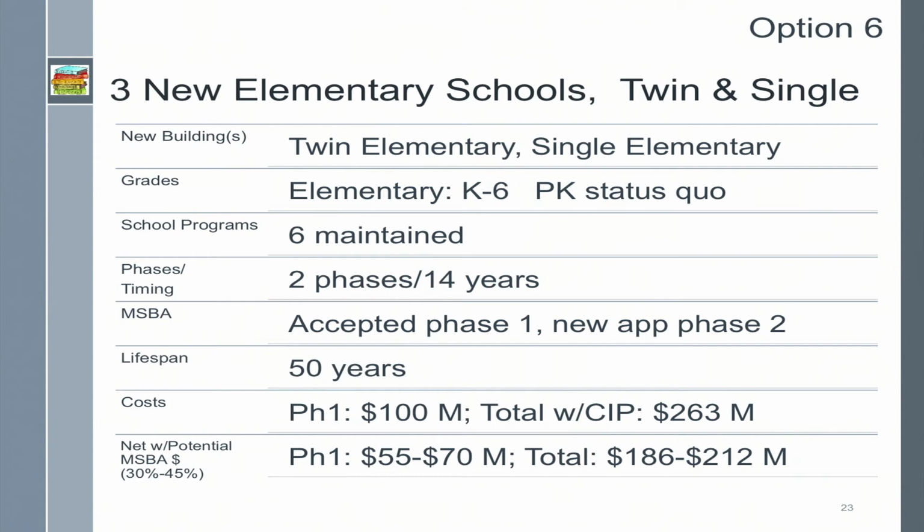We estimate that phase 1 would cost about $100 million, and the total costs with the remaining capital improvement projects would be about $263 million. With MSBA reimbursement, we expect phase 1 to cost about $55 to $70 million, and the total cost to be $186 to $212 million.